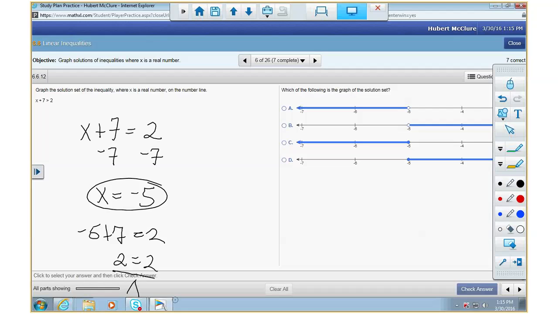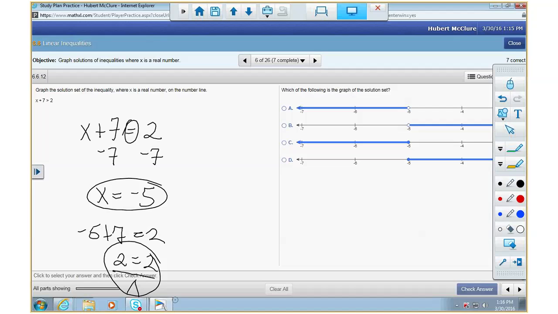Is there any other number that will give us 2 is equal to 2? No. There is no other number. You can plug in -1/2, it won't work. You can plug in 5, it won't work. You can plug in -10, it won't work. This is the only number that will work in this equation. Does everybody understand that? Yeah. Okay.